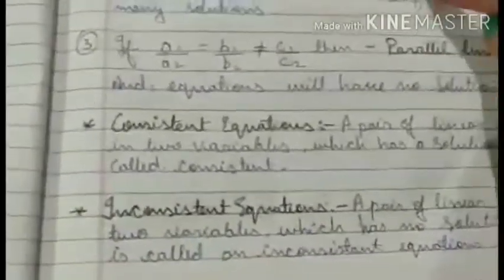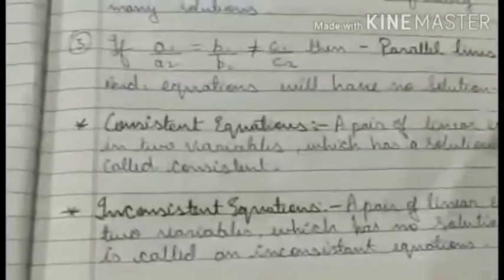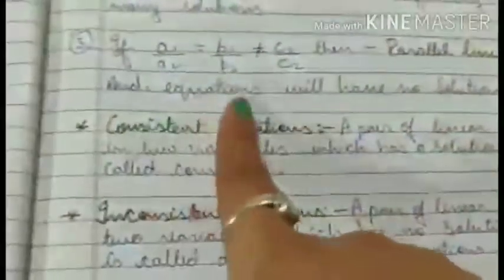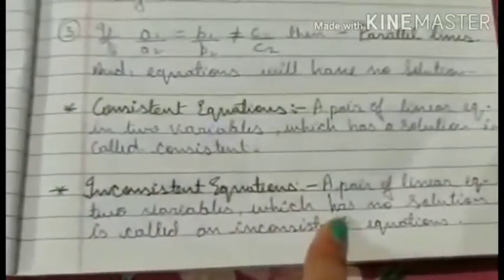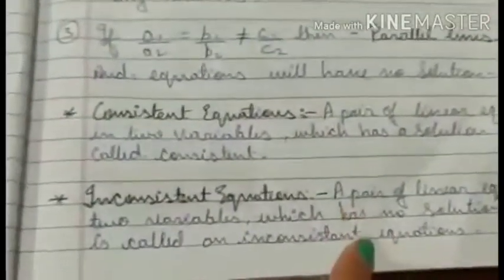And if the equations do not have any solution, then the pair is known as inconsistent. Means if the two lines have a unique solution or infinitely many solutions, they fall in the group of consistent equations. And if there is no solution, means the lines are parallel, then it is inconsistent.